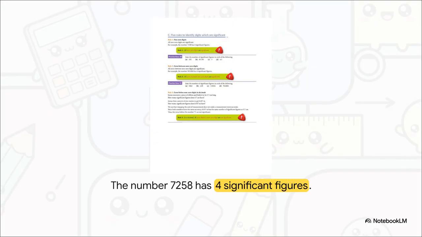For example, let's look at the number 7,258. It's made of 4 digits, none of them are 0. So that means it has exactly 4 significant figures. Simple as that. The 7, the 2, the 5, and the 8, they all matter.